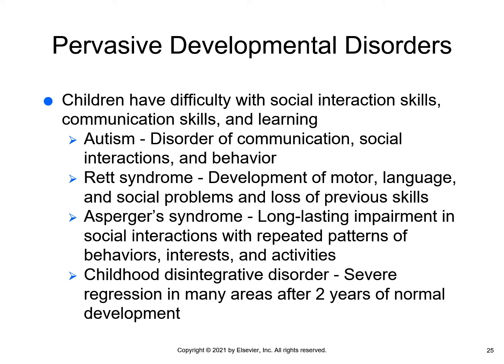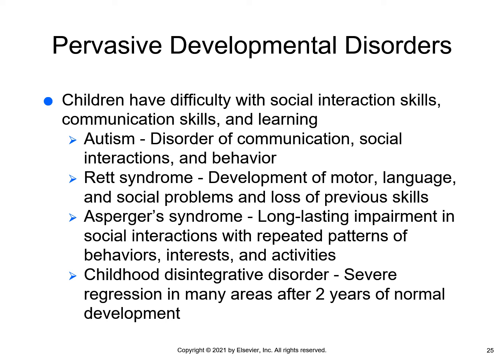Rett syndrome is the development of motor, language, and social problems, as well as the loss of previous skills. This can occur between 5 months and 4 years of age. The head growth will decline, hand movements will resemble hand wringing, and there will be a loss of social skills and severe speech impairments.